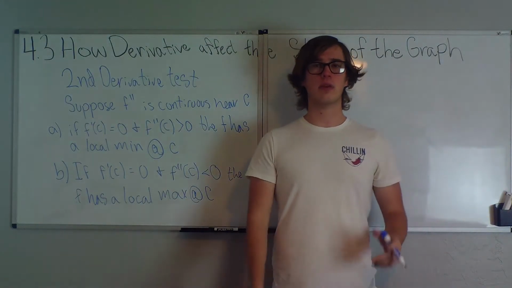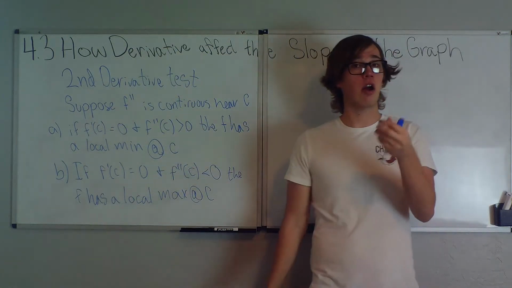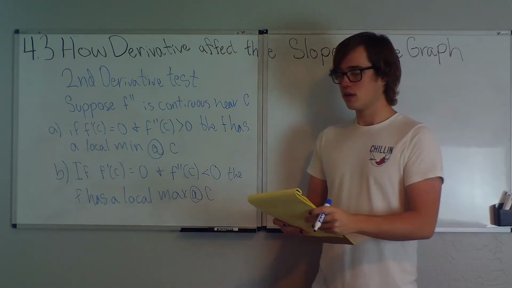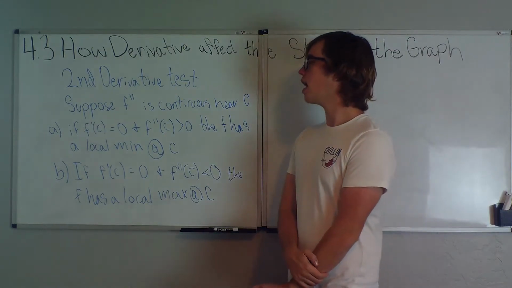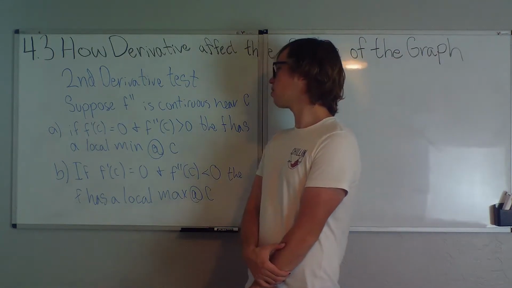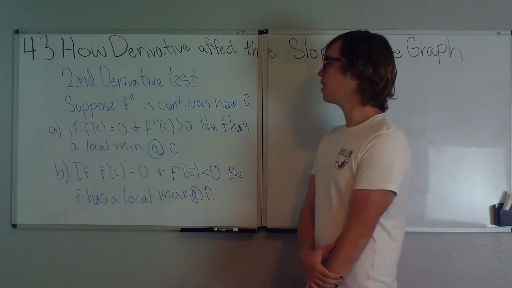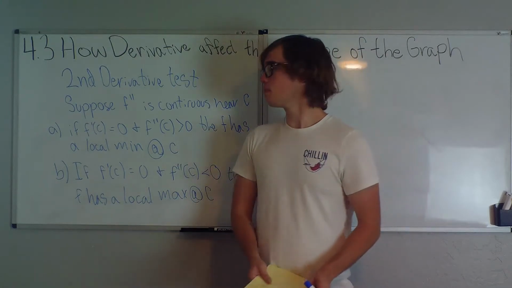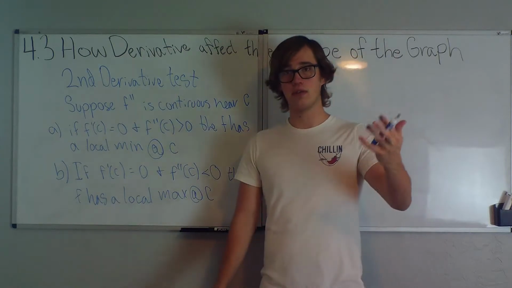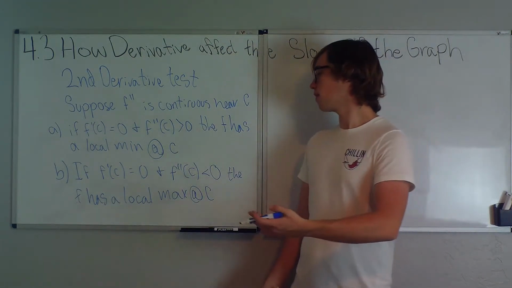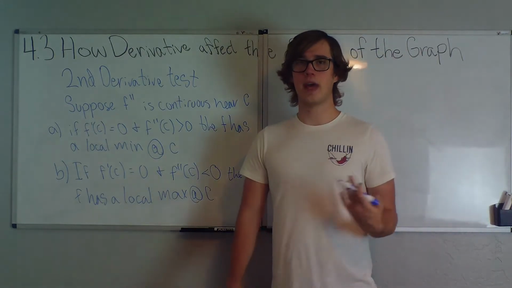Now, for the last part of the lecture, we're seeing how the second derivative can help us figure out our maxes and mins as well. Suppose f double prime is continuous near c. If f prime of c is equal to 0 and f double prime of c is greater than 0, then f has a local minimum at c. And if f prime of c equals 0 and the second derivative of f at c is less than 0, then f has a local maximum at c.